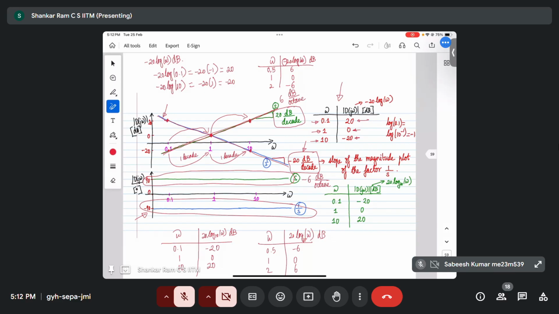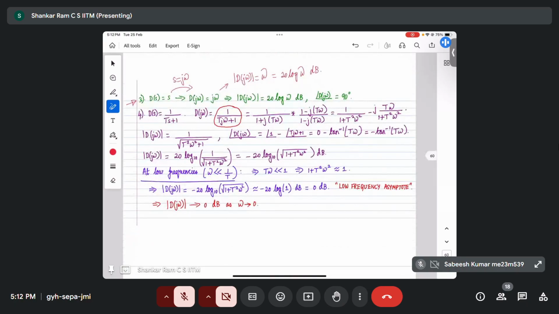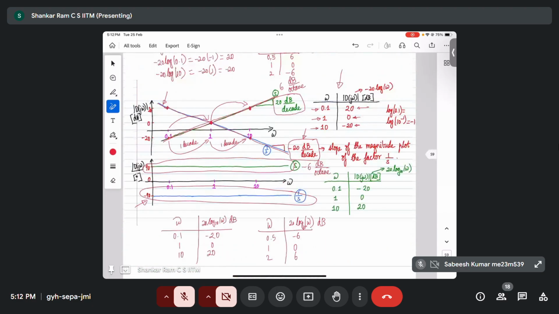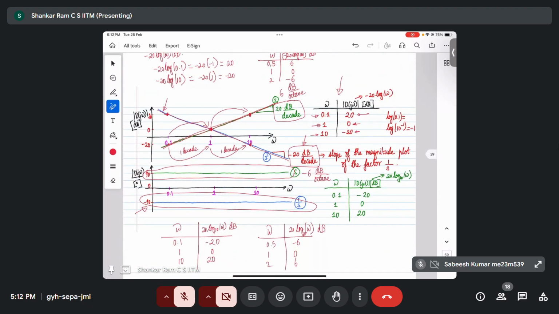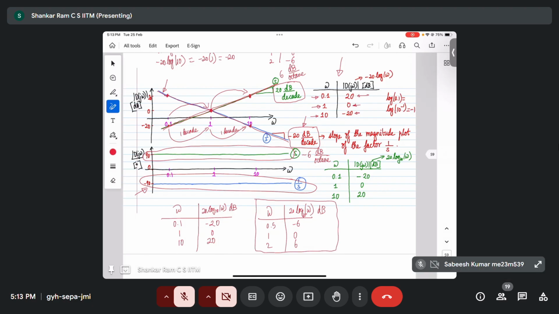Sure, sir. Yes, please. If you go up, how are we saying 6 dB per octave? We did this calculation here, right? The calculation is clear, sir. 0.5, 1, 2, and taking 20 log. 0.5 to 1 and 1 to 2, how are we defining that as 1 octave? That is the definition of 1 octave, right?